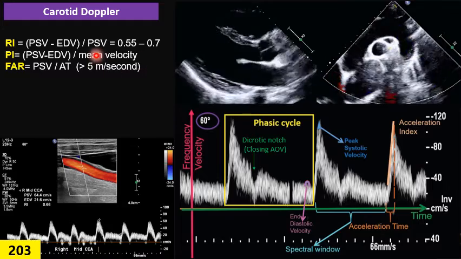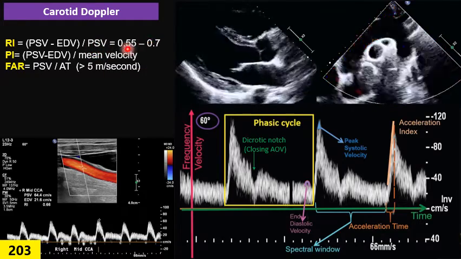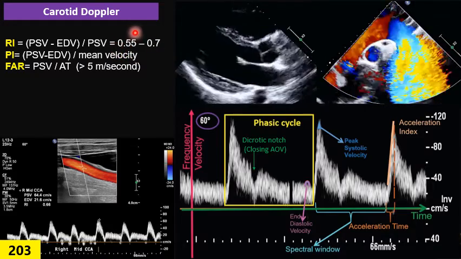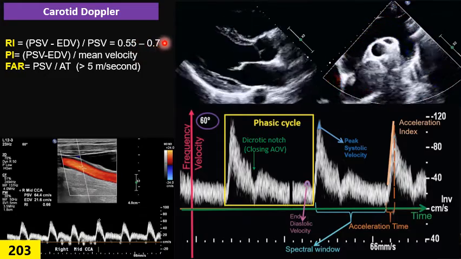In the carotid, for the ICA, internal carotid artery, the normal is between 0.55 and 0.7.